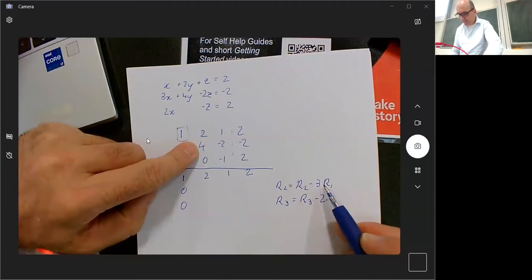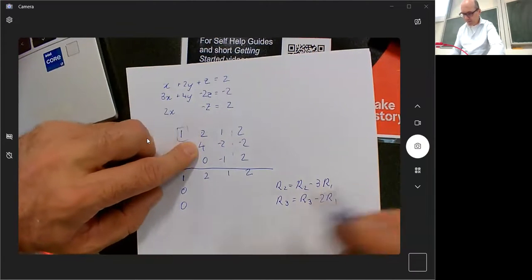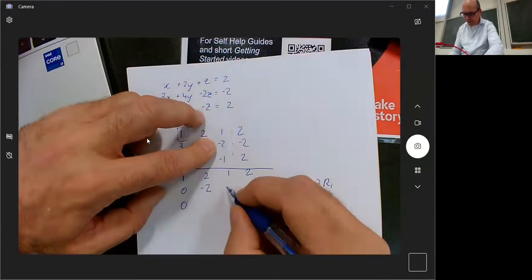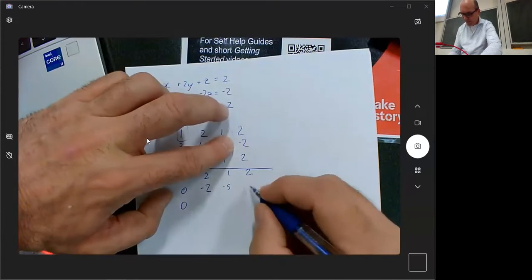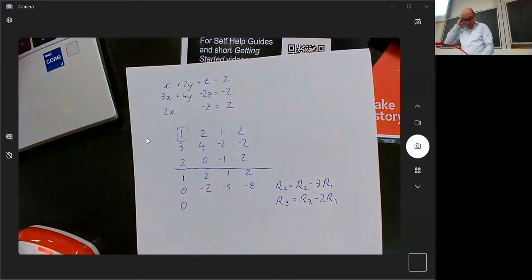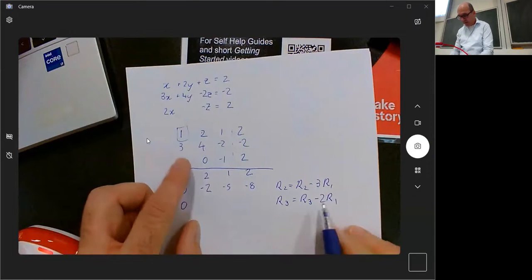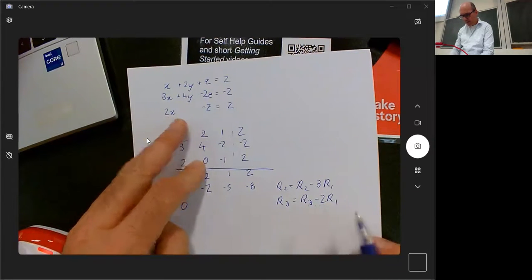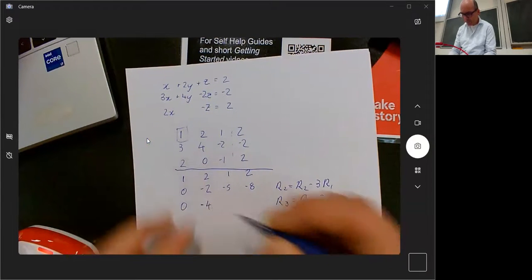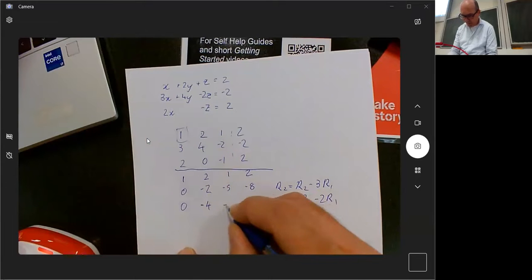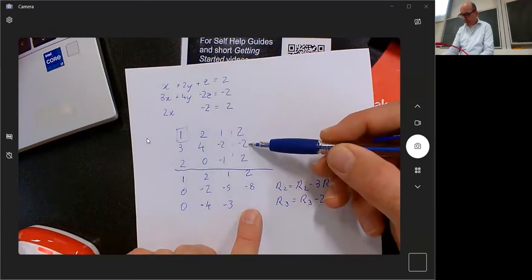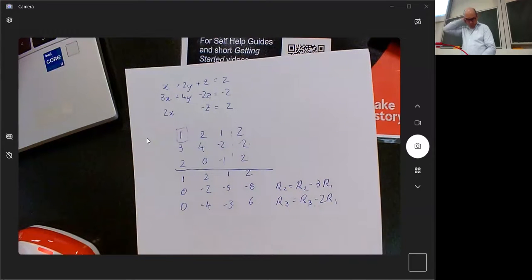So I had, this is going to be 4 minus 3 of this, which is going to get me 4 minus 6, which is minus 2. Minus 2 minus 3 is going to get me minus 5. Minus 2 minus 6 is going to get me minus 8. All right, sweet. And now, for my 2, take 2 lots of 2, so that's minus 4. 1, take 2 is going to be minus 3. And I have 2 plus 4, which is going to get me 6. None of these numbers are happy.